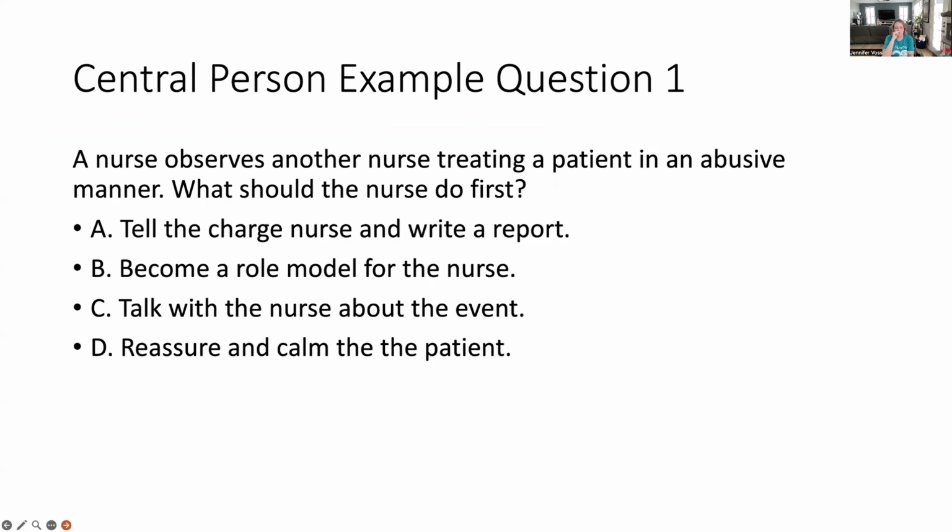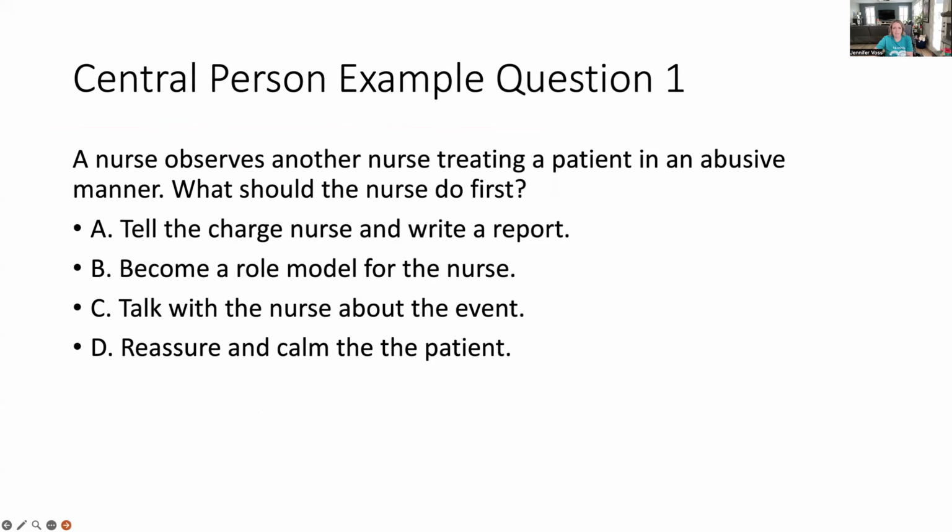So let's look at an example of this. A nurse observes another nurse treating a patient in an abusive manner. What should the nurse do first? So that's a positive polarity question, right? So we're looking for a correct answer. Tell the charge nurse and write a report.